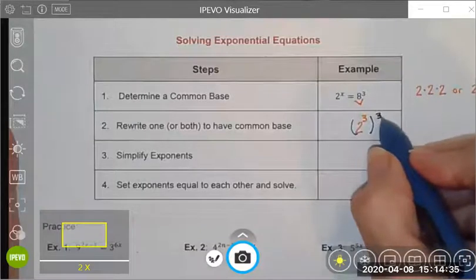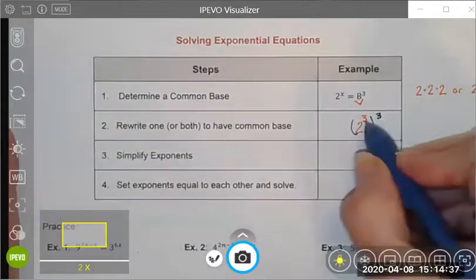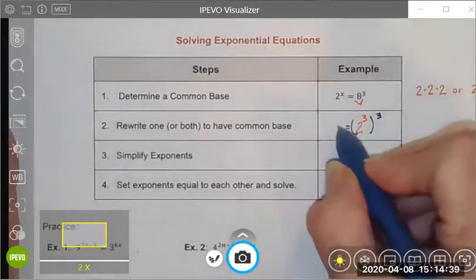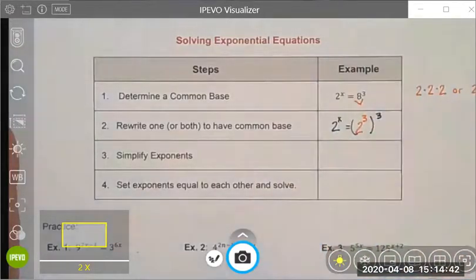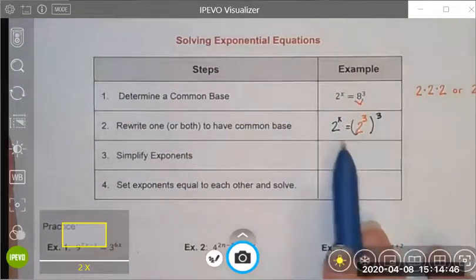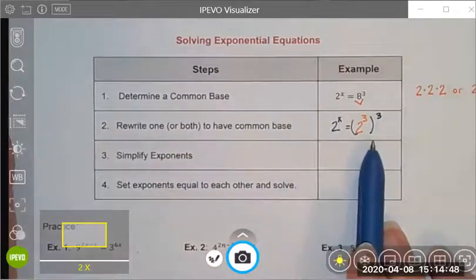I still need this exponent. It's coincidental that these two exponents are the same. They may or may not be, depending on the one you have. But now I have rewritten my original equation, and I have a common base, which I need to have in order to use this property.